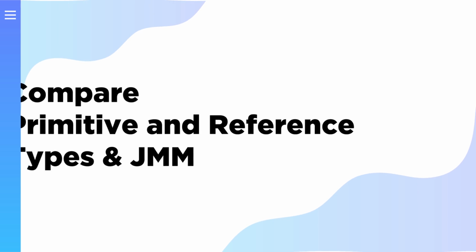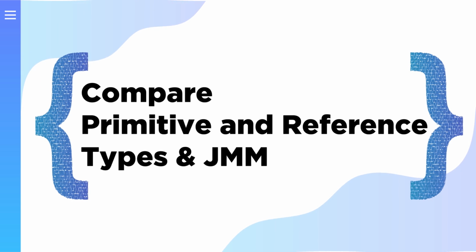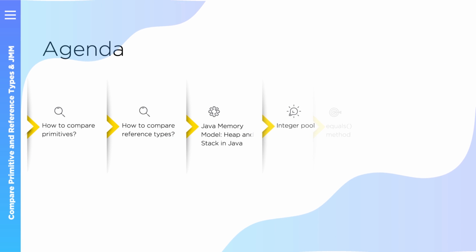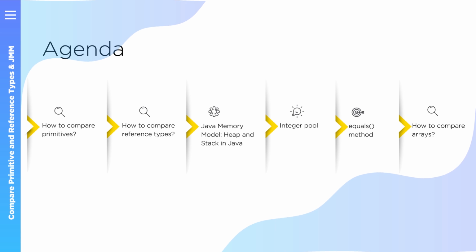In today's lesson we will learn how we can compare primitive and reference types, and we will review the Java memory model. Also I will show you what the integer pool in Java is and what the equals method does.